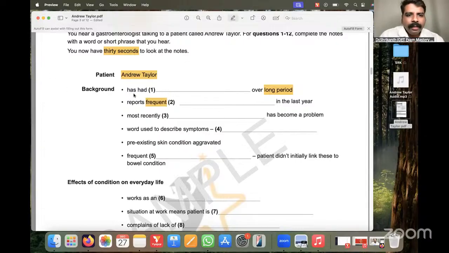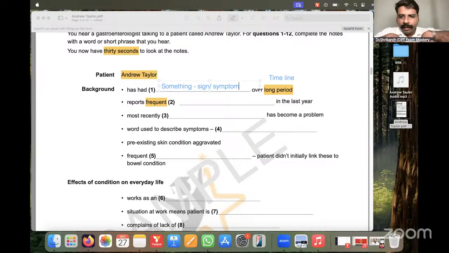Okay, once again, has had dash over a long period. So here they're talking about a timeline. Okay, timeline, that is for a very long time. And here, has had something. Okay, so here the patient has had something, and this could be a sign or it could be a symptom. Something that is distressing the patient, right? And this has been going on for a very long time. Now you see over here, this is what we call our prediction strategy, right? Similarly, let's come to the second question over here.